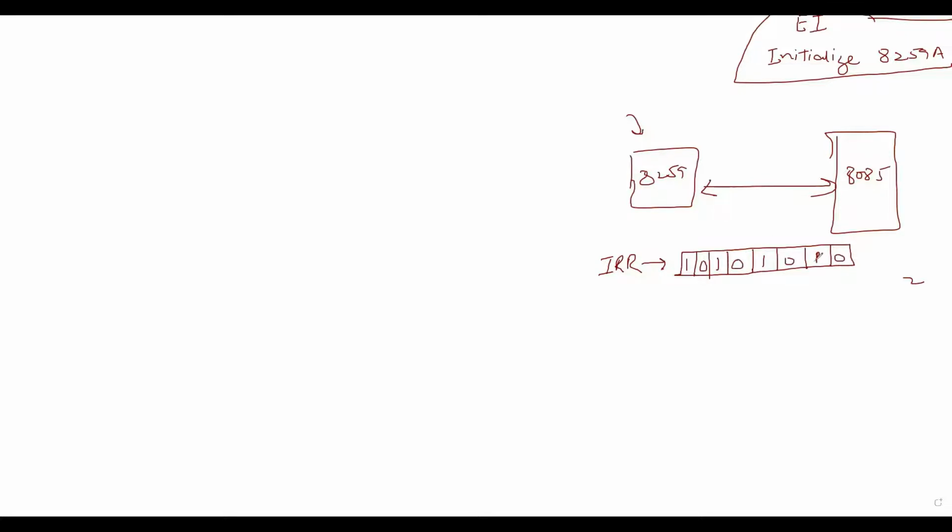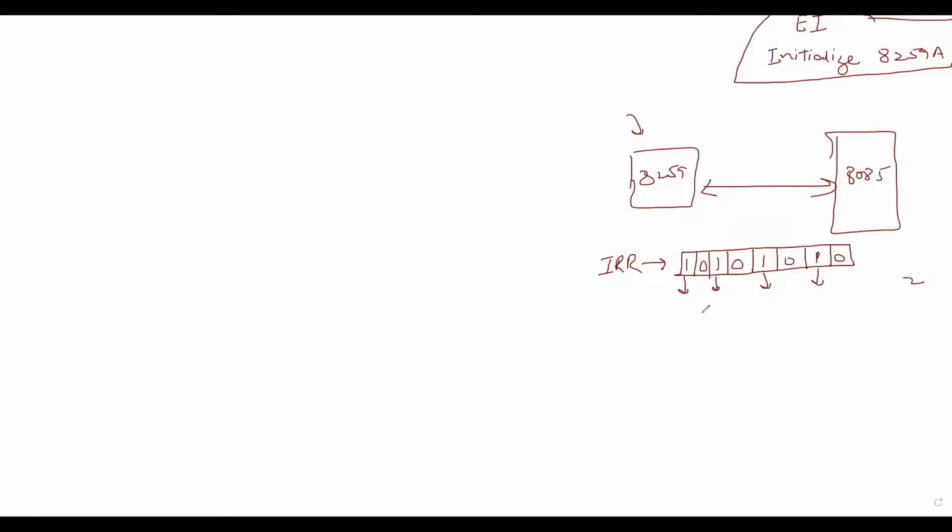Let's suppose it has received 4 interrupts. What are those 4 interrupts? The second, fourth, sixth, and eighth interrupts. For these 4 interrupts, it will set these bits as 1 and the other bits as 0. So it has to handle 4 interrupts here.